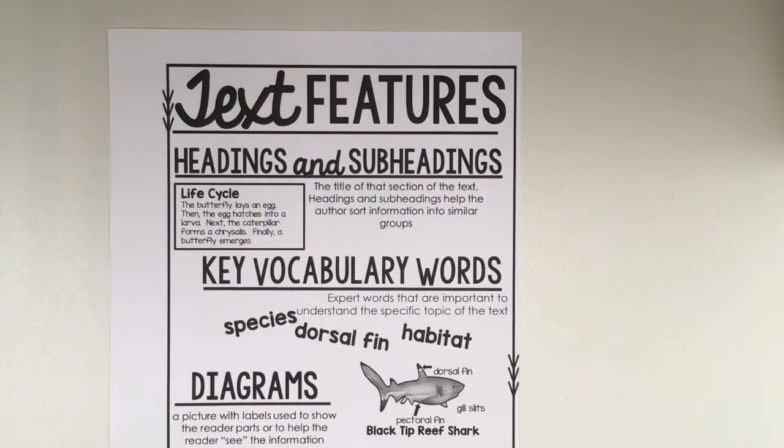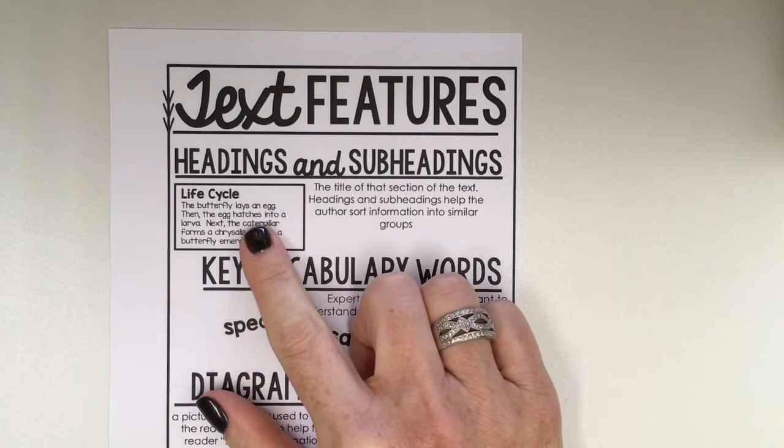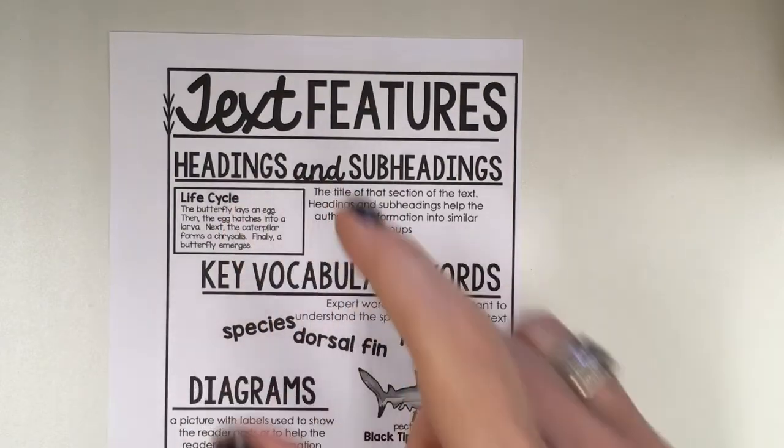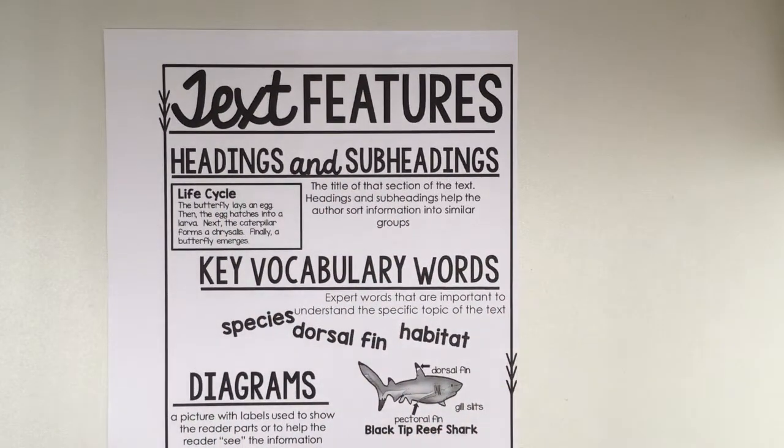Let's talk more specifically about some text features you could add to your informational writing. You might want to make sure that you have headings and subheadings. So those are a title for that section of the text. The headings and subheadings help the author sort some of the information into similar groups. So we can see in this little box of the example that this life cycle is serving as a heading or a subheading depending on what else is on the page.